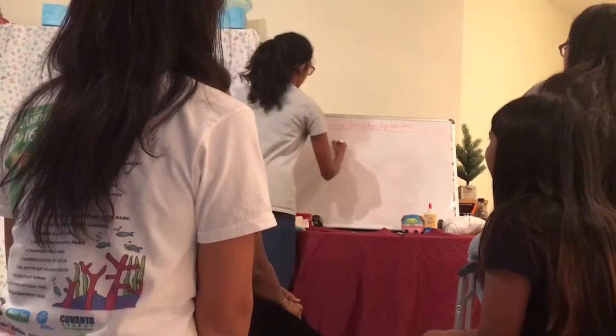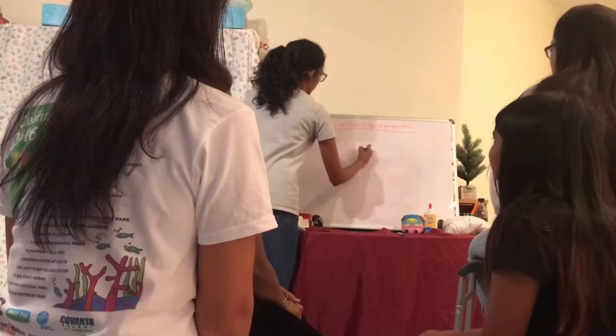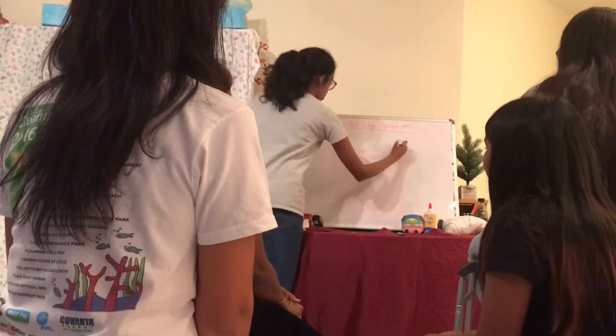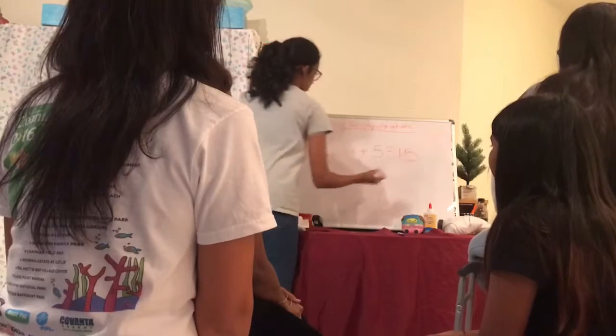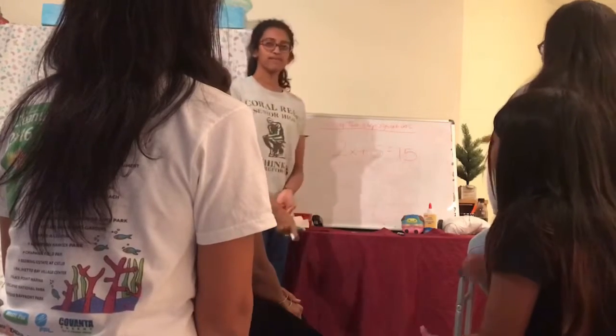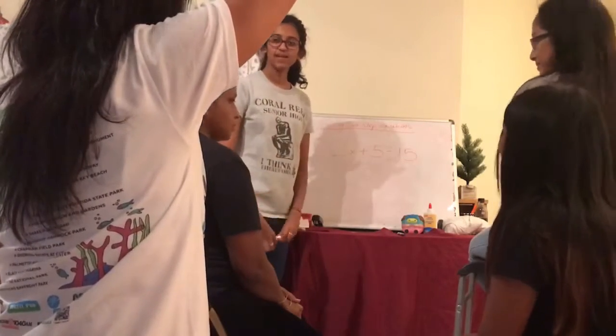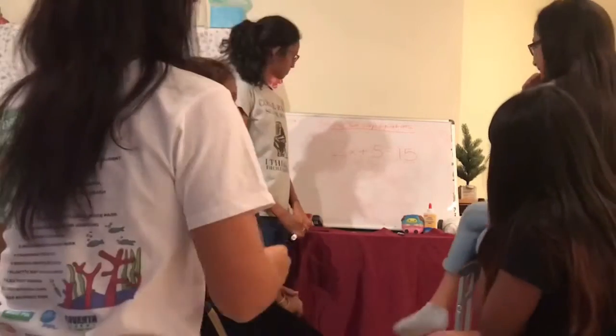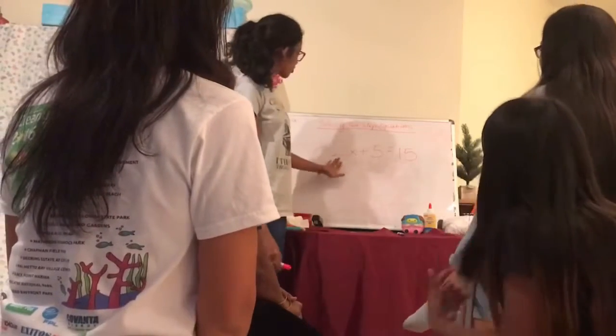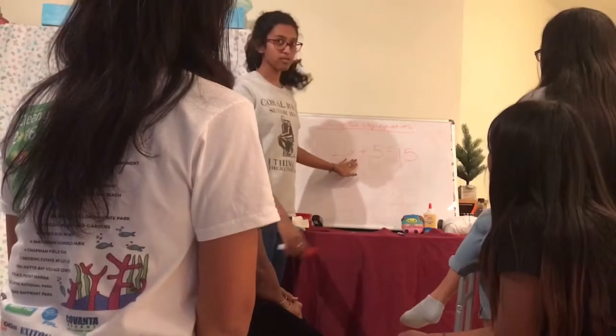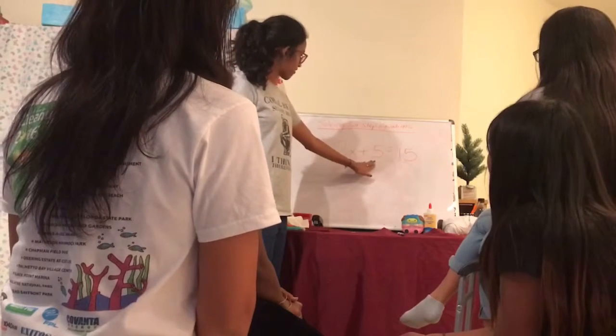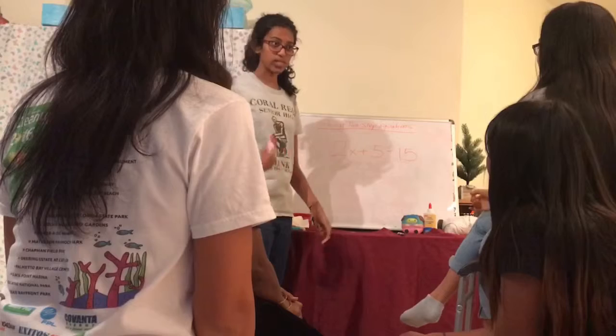So let's begin with this example. 2x plus 5 is equal to 15. So what two operations do we see in here? Yes? Multiplication and addition. That's right. So since the 2 is being multiplied to the x, which is the variable we need to find, and then we had added to 5. So we need to isolate the x to one side.